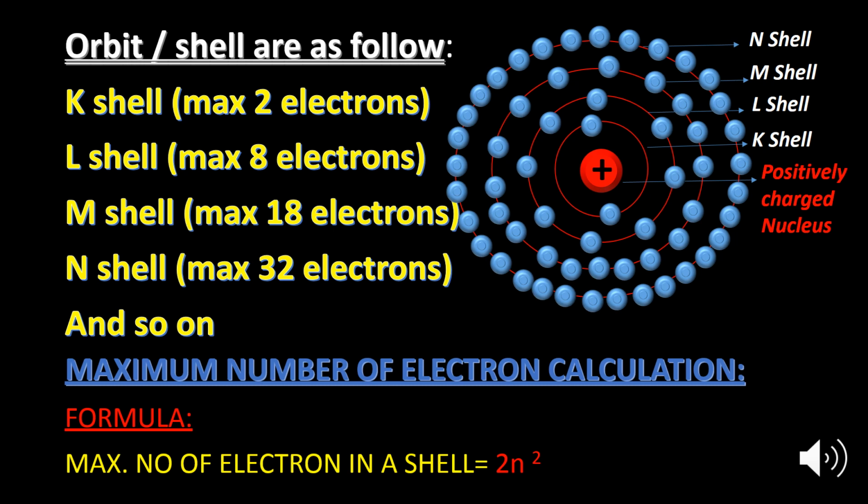We can calculate the maximum number of electrons in any shell by using the formula 2n square.